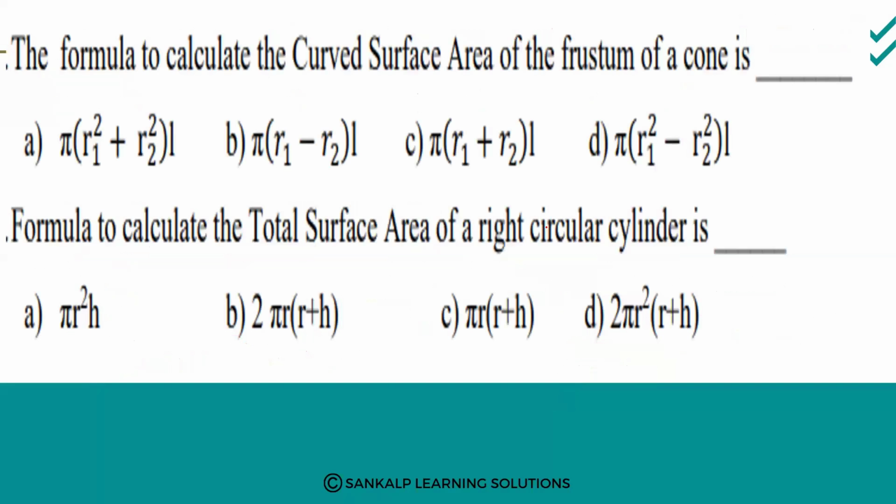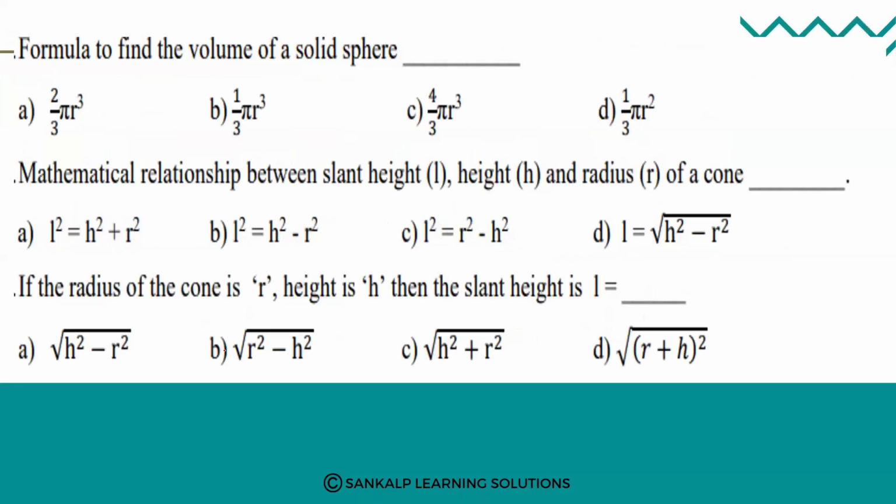616 centimeter square. Right? So which option is right? Option C is right. Next, the formula to calculate the curved surface area of the frustum of a cone. Which option is right here? Curved surface area is pi into r1 plus r2 into L. So option C is right. Next, the formula to calculate the total surface area of a right circular cylinder, that is TSA of a cylinder, is 2 pi r into r plus h. Yes or no? So option B is right.